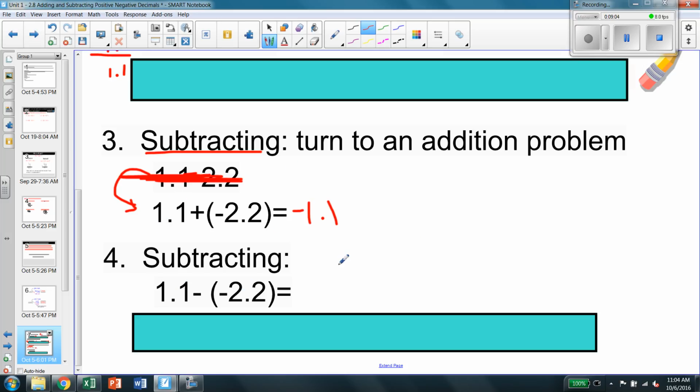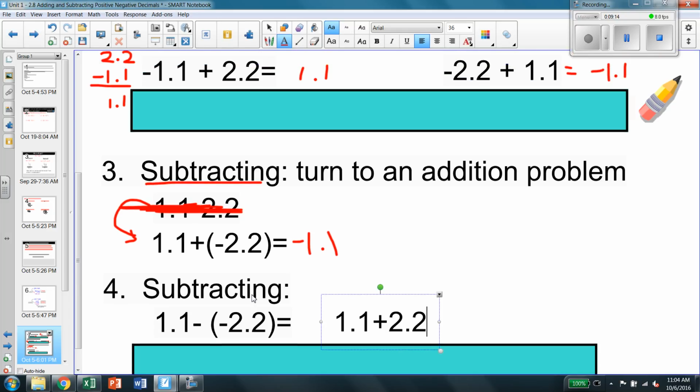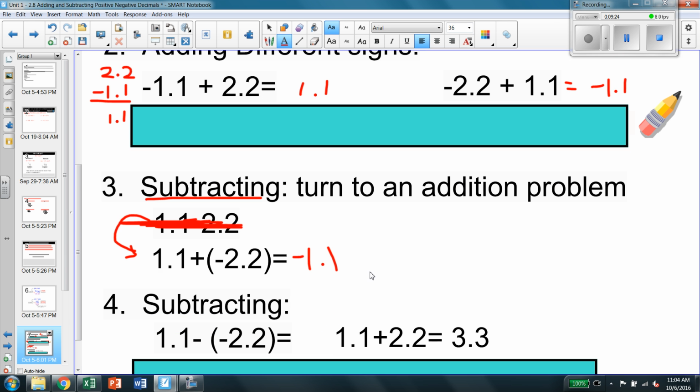Same deal here, right? We need to rewrite this as 1.1. The subtraction becomes an addition. The negative 2.2 becomes a positive 2.2. Isn't that so much easier to do than this problem? Sure, it just gives us 3.3. Okay?